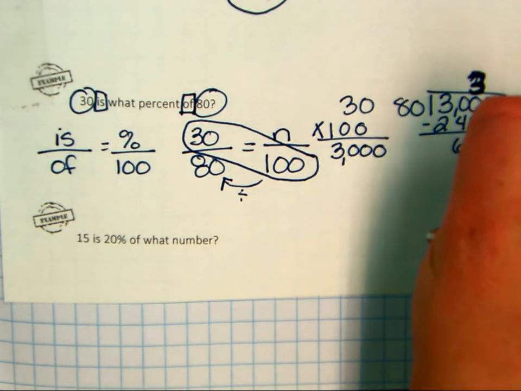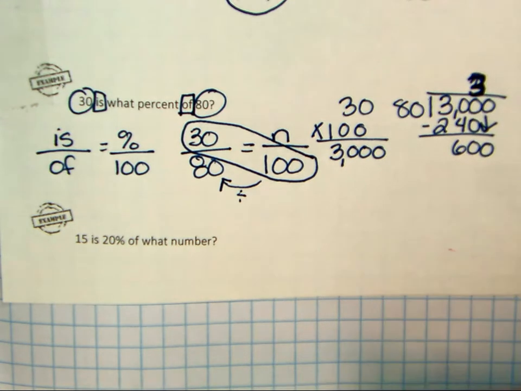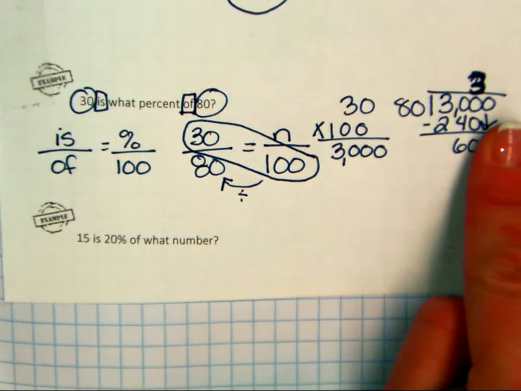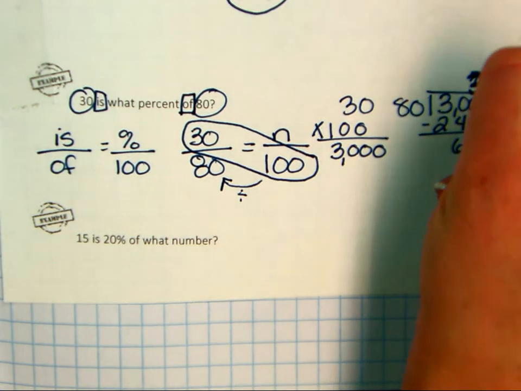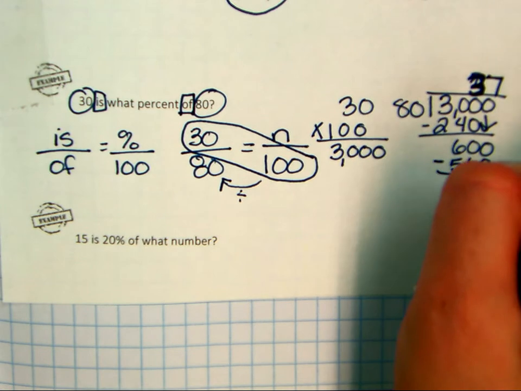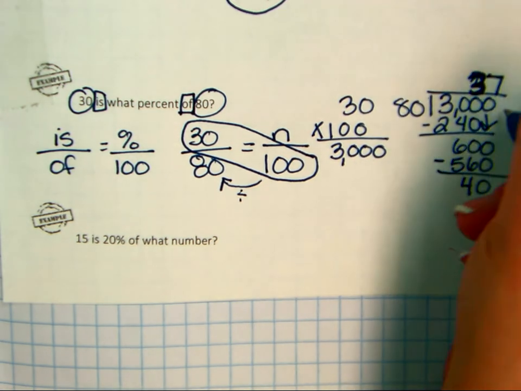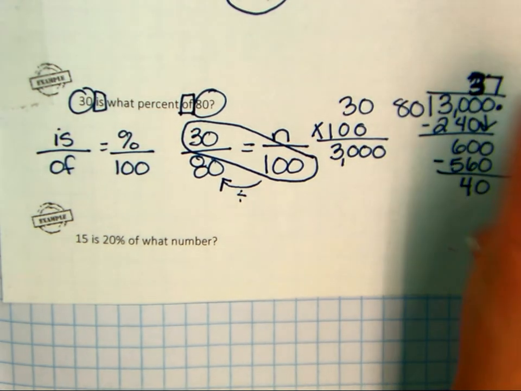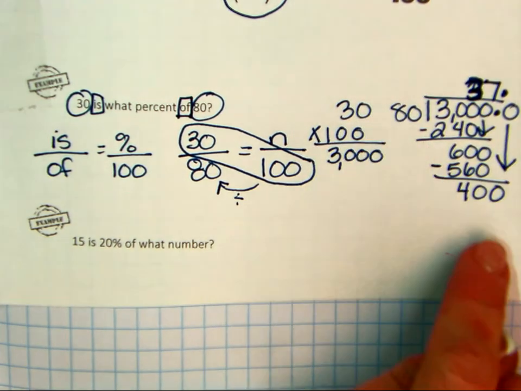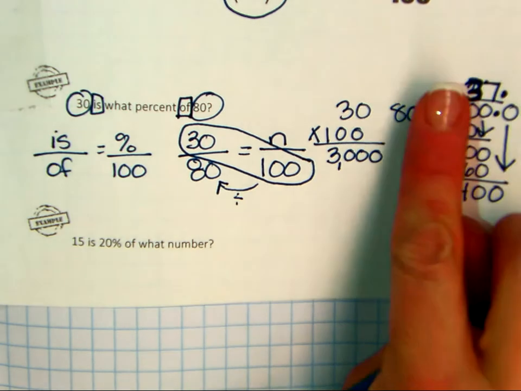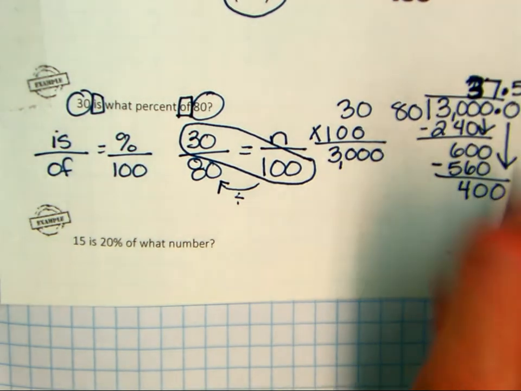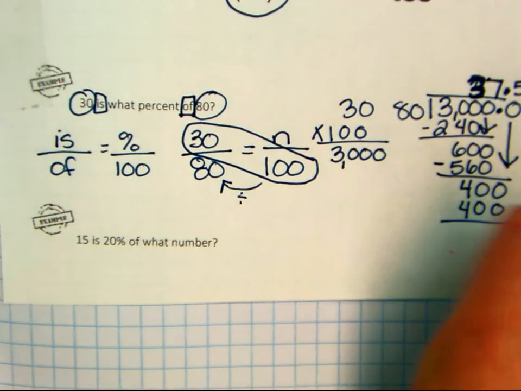So I'm going to bring down my 0. And 80 into 600. If I just look at my 8 into 60, I know 8 times 7 is 56, and so it would be 5,600. And I'm going to get 40. And so I got to keep going. So I'm going to add my decimal, add a 0, and bring it down. 80 goes into 400. Well, 8 goes into 40 5 times. 5 times 80 is 400.